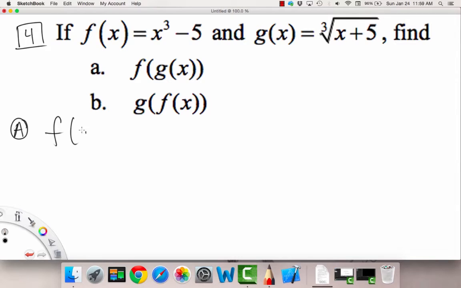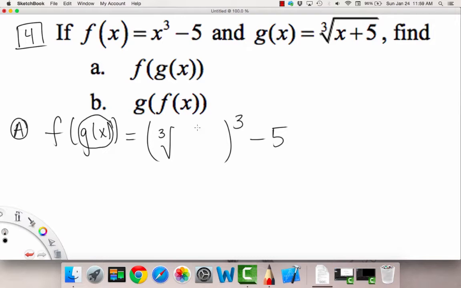We're going to take f of g of x. That means our whole function g is going to be the input of f. So let's write the outer shell of f: input to the third minus 5. That's what f of x means. In this blank space, we plug in g of x, which is the cube root of x plus 5. Now we simplify. The cube root and the cube power cancel out, so we get x plus 5 minus 5. Those cancel out, and we simply get x. That's kind of funny, but it's nice that it simplifies like that.